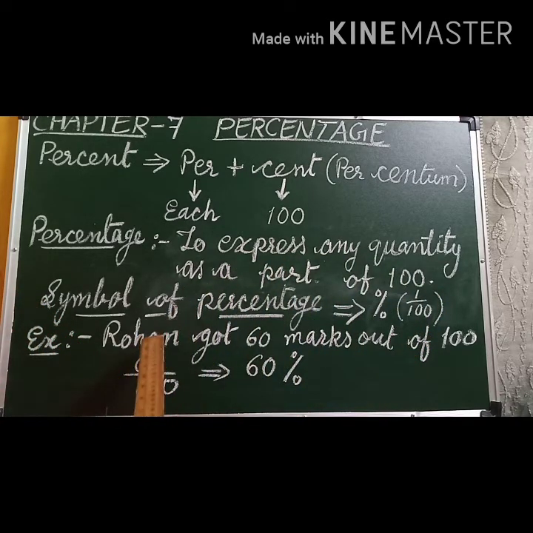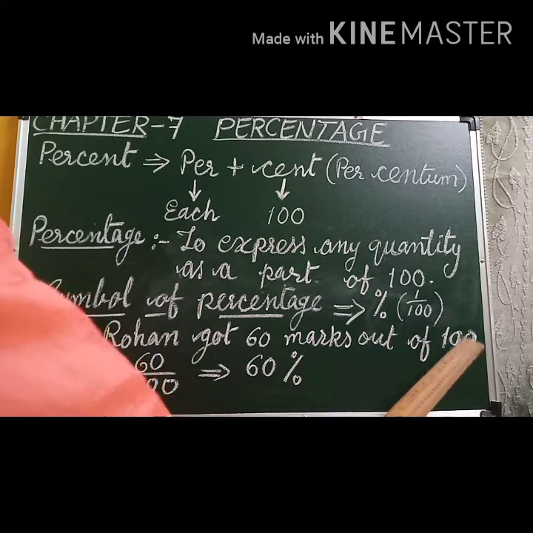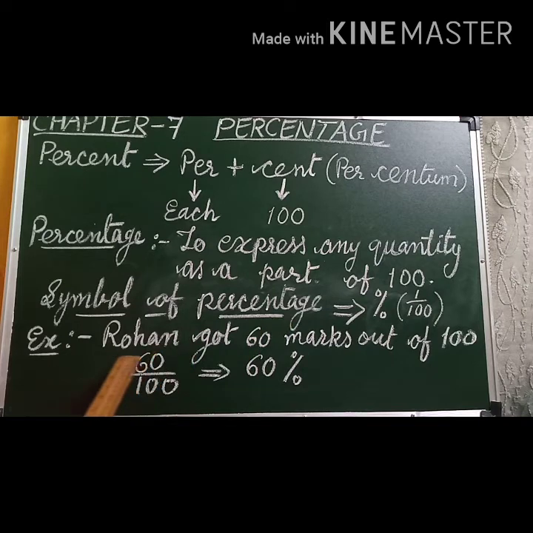For example, if Rohan got 60 marks in any subject out of 100, so we can write the marks of Rohan as a fraction, 60 out of 100. Rohan got 60 marks out of 100. So if any number or value is out of 100, we can write them as percentage. Like 60 by 100, that means we can write 60%. So any fraction that is having 100 in denominator can be expressed in percentage. So here 60 by 100 is 60%.